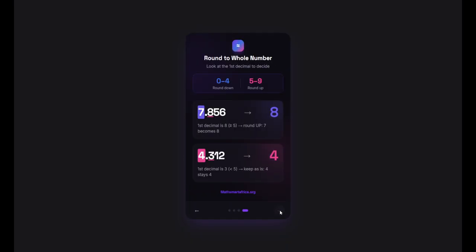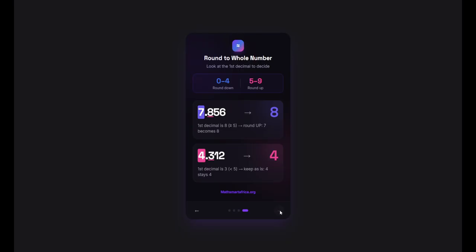Here we round to a whole number. Look at the first decimal to decide. If the first decimal is between 0 and 4, the whole number stays the same. If it's between 5 and 9, the whole number increases with 1.